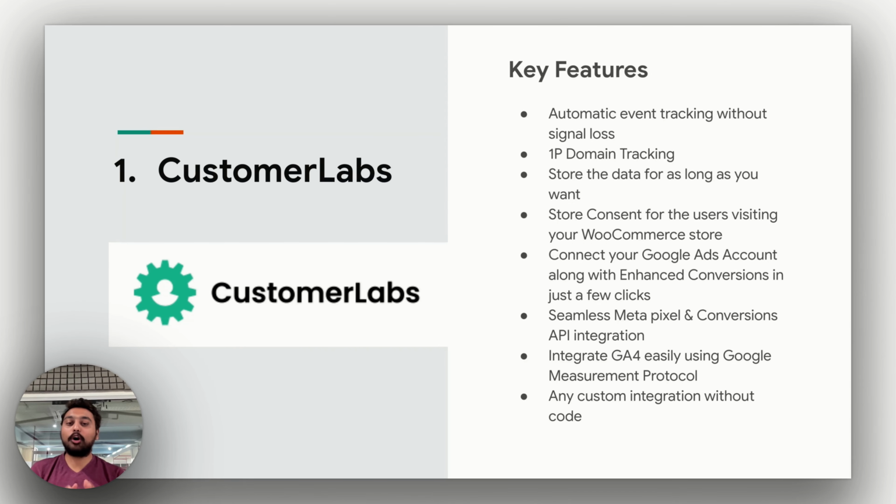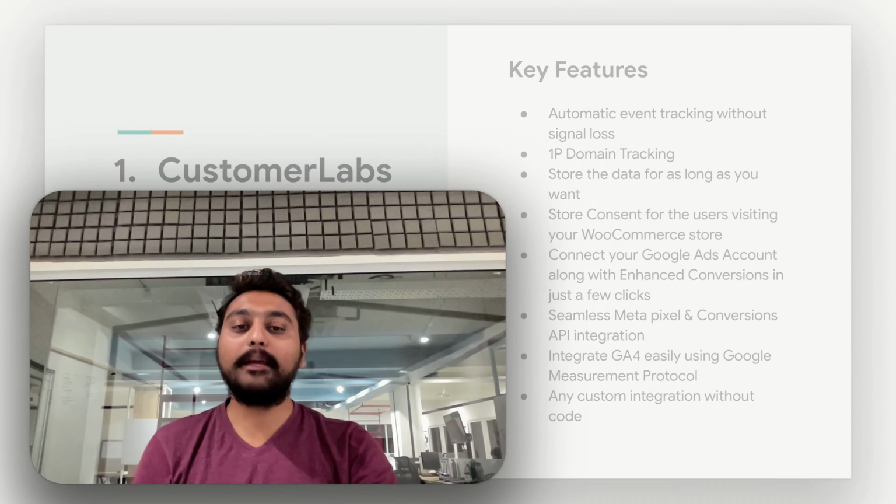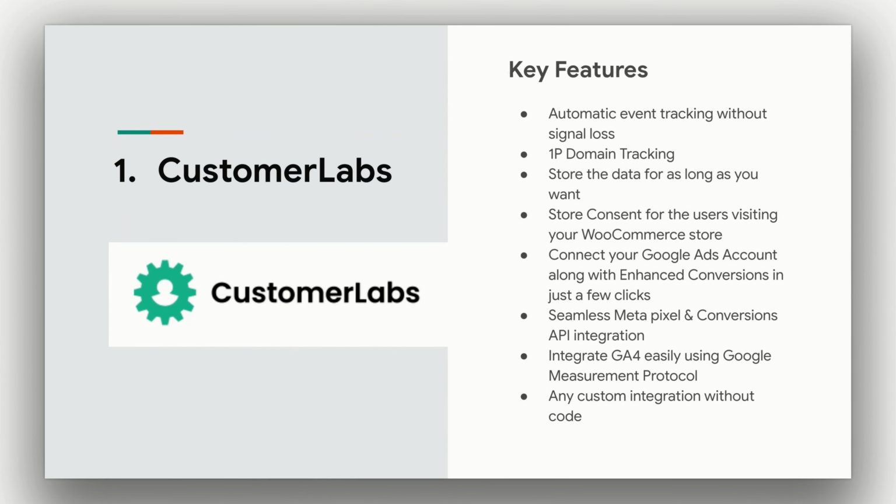Next, 1P domain tracking. CustomerLabs offers you first party domain tracking, or 1P domain tracking, that helps you track the users effectively by capturing the complete customer journey. This customer journey that you capture will be across sessions. So even if the user exits the session and comes back later, even after 7 days, you can still continue the user's journey inside CustomerLabs. I mean, you can track and have a complete picture of that user.